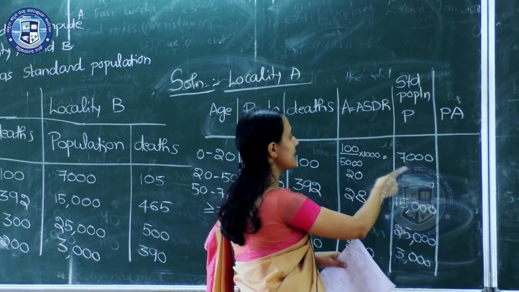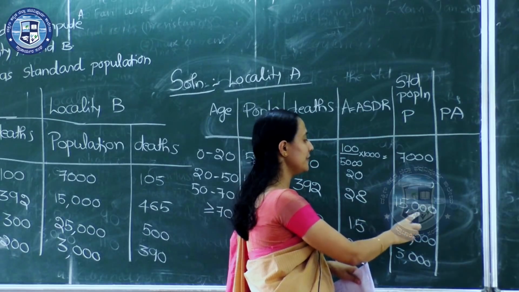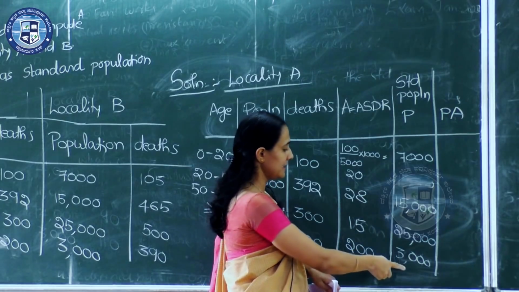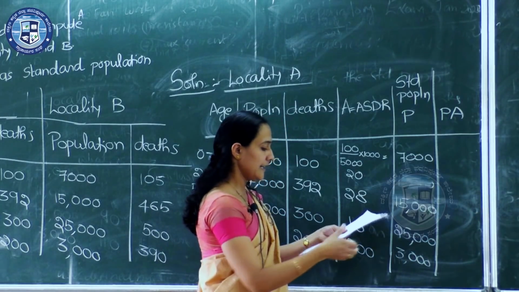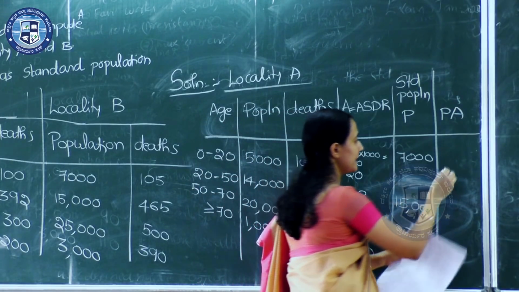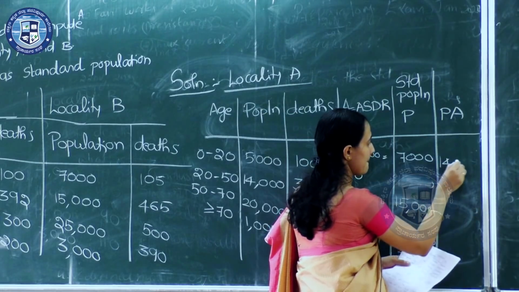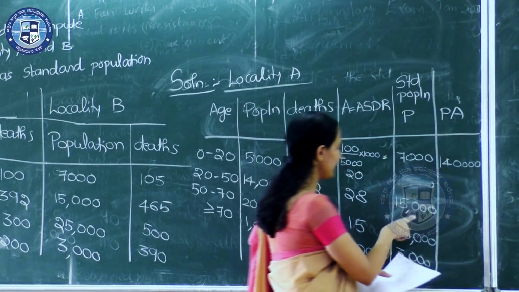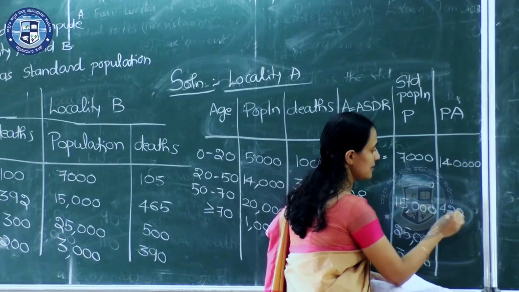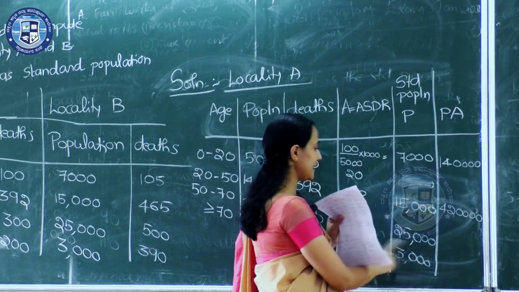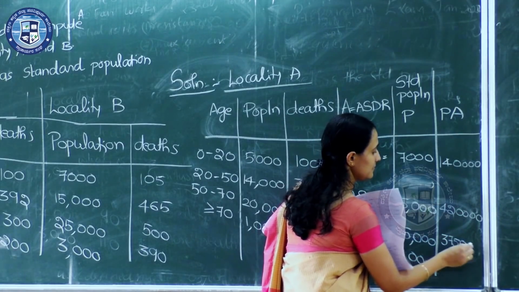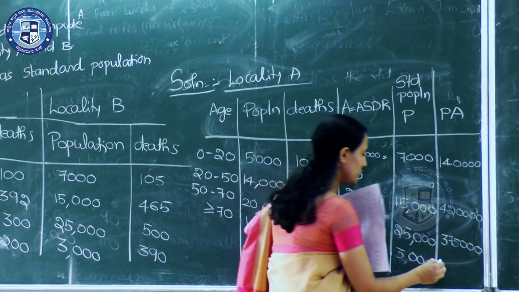Then P into A: 7,000 into 20, 15,000 into 28, 25,000 into 15, 3,000 into 200. Write the answers only. 7,000 into 20. Next one, 15,000 into 28, 42, then 4 zeros. Next 25,000 into 15, 3,000 into 200.